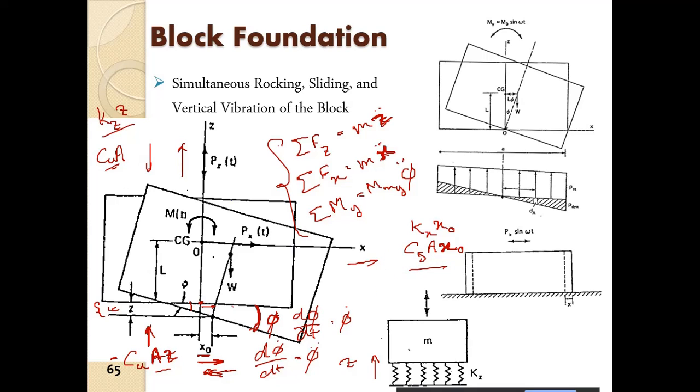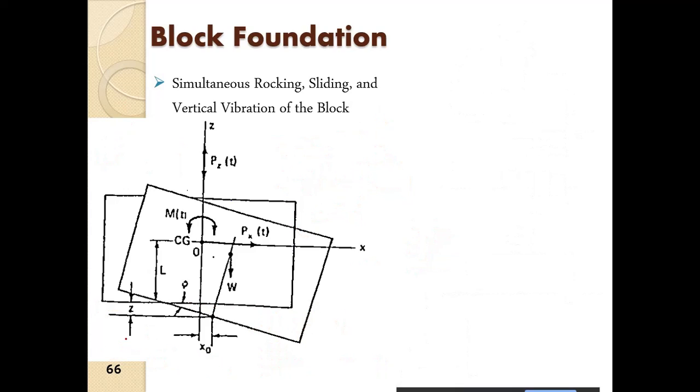So if the displacement is z, we have the upward force Cu A into z. If x naught is the displacement in this direction, we have the force C tau A into x naught. These are the two forces.